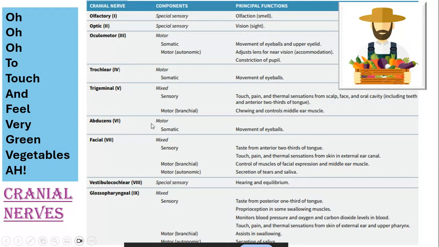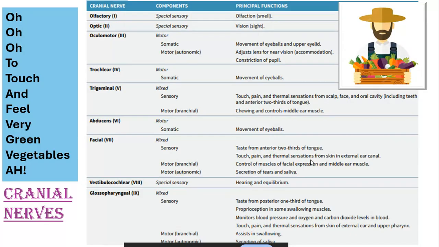Alright. Abducens nerve, right? Motor somatic, movement of eyeballs. Facial, mixed sensory, motor autonomic and branchial. Taste from anterior 2/3 of the tongue. Touch, pain, thermal sensation from skin, external ear canal, right? All right, so touch, pain and thermal sensation from skin in external ear canal. That's the facial nerve, all right? Motor branchial control of muscles of facial expression and middle ear muscle, right?